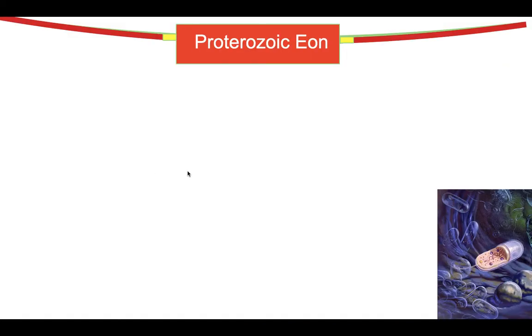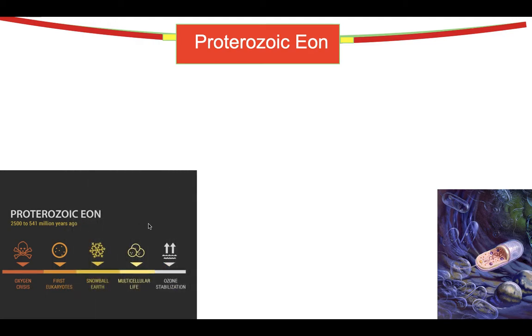Okay, so now let's talk about the Proterozoic Eon. It's the biggest eon in Earth's history. I have a chart of what happened during the Proterozoic Eon. We have the oxygen crisis, the first eukaryotes, snowball Earth, multicellular life, and ozone stabilization. First, let's talk about the oxygen crisis. When you look at this picture, you might think that because you breathe oxygen, the oxygen level decreased dramatically. But that's actually not what happened.